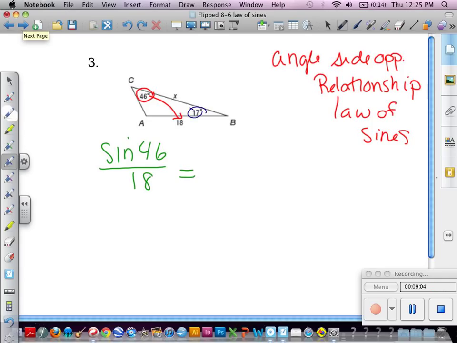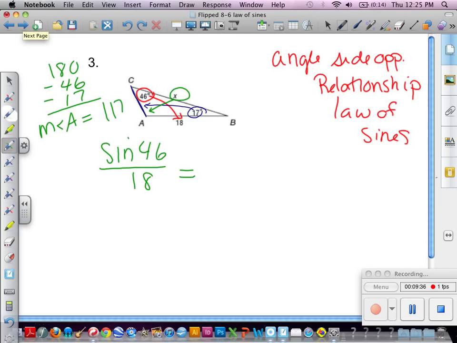Now, I'm looking at 17 and I'm going, oh, well, there's nothing over there. And you don't really care about that side over there, guys. You don't need to find that. We need to find x. That's a side. We really need angle A. So we need to find angle A by taking 180 minus the 46 and then minus 17. That's going to get me the measure of angle A. And angle A ends up being 117 degrees.